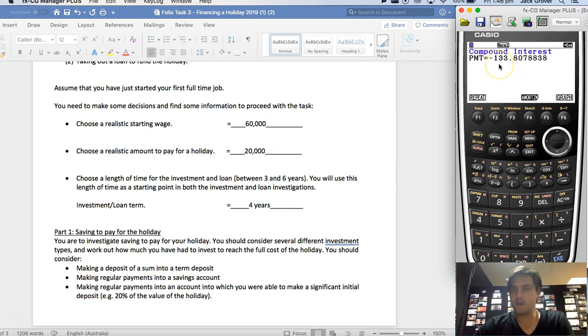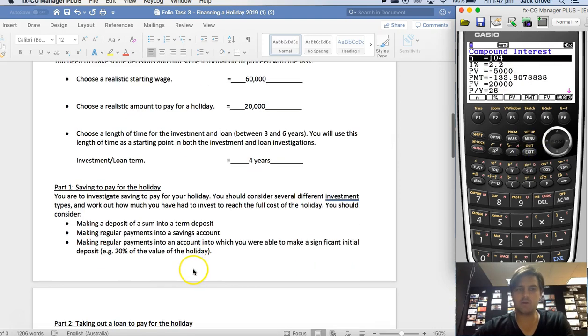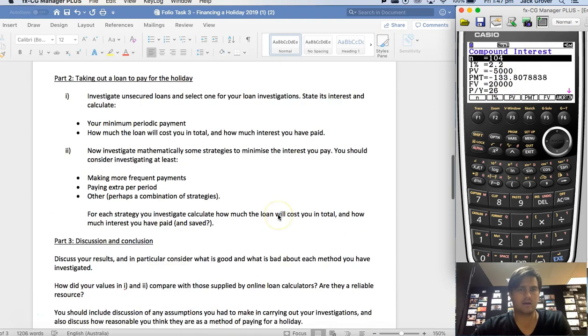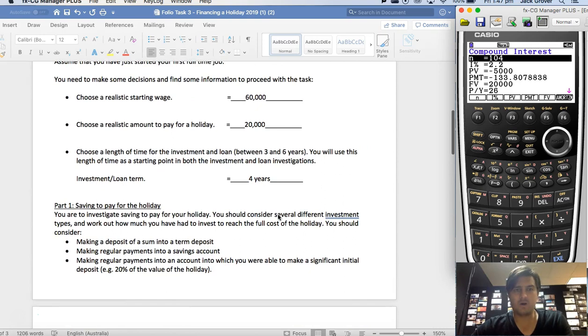And that figure is $133.81. So that's what we're figuring out there. The third point is just a combination of what we've done there and there. Make sure that you are solving for the payment. It's just a little bit easier than trying to solve for present value. You can do it the other way, but it's a little bit easier to do it this way. So that's basically part one.